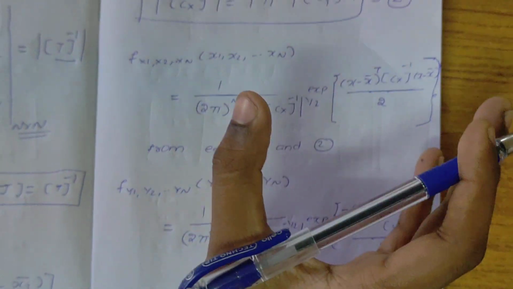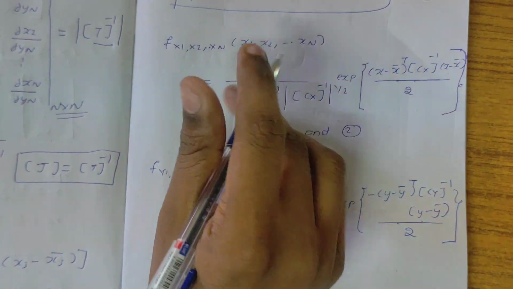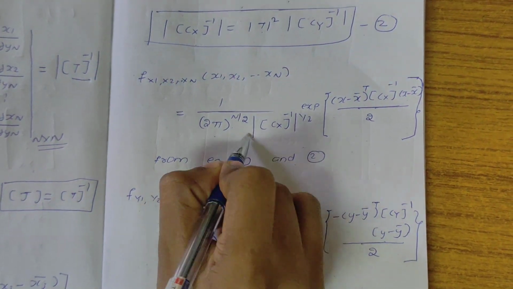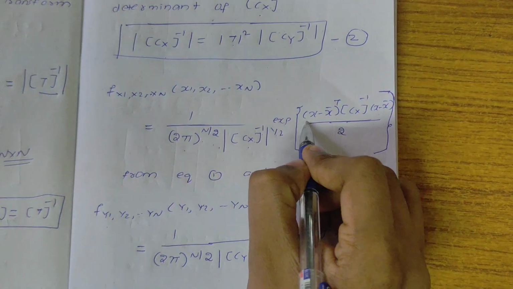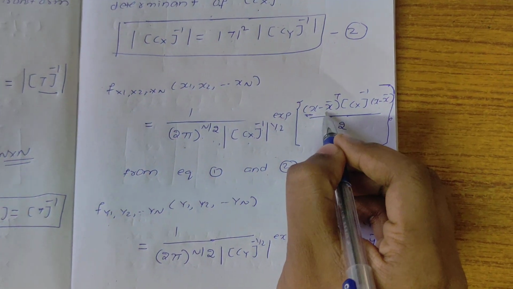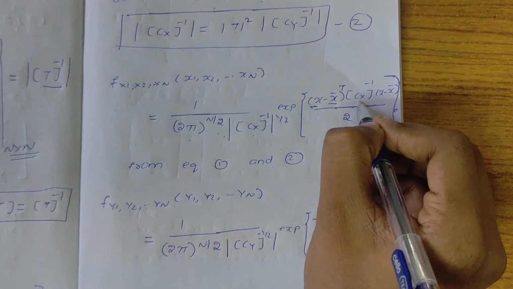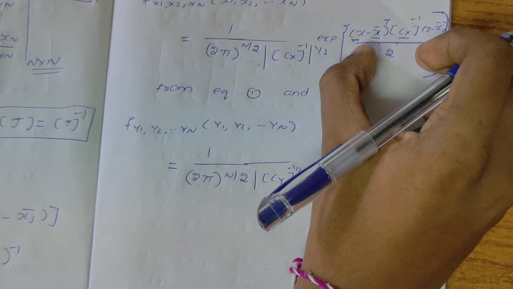Now according to the jointly Gaussian random variable density function, we know that the jointly Gaussian density function is 1 by (2 pi) to the power n by 2, into the determinant of covariance of x inverse to the power 1 by 2, into the exponential of the random variable matrix x minus its expected mean matrix, transpose, into covariance of x inverse, into x minus x bar matrix, divided by 2.